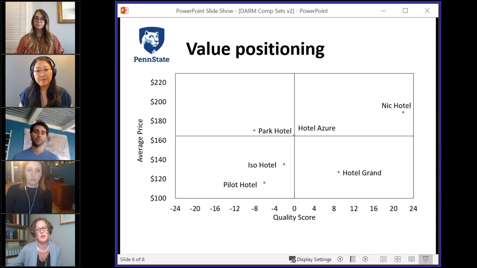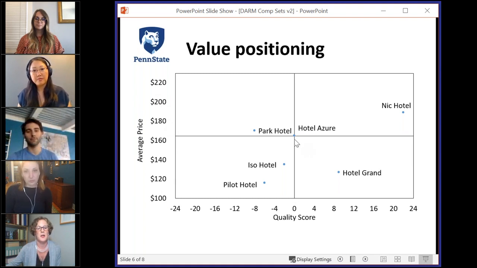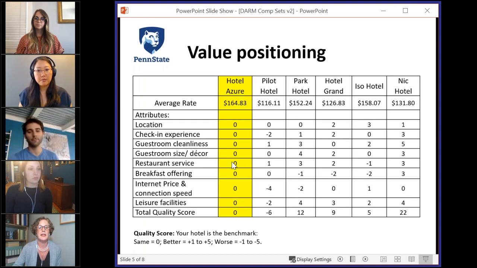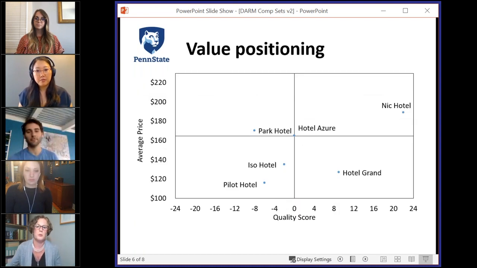So your quality score I've put on the x-axis, your average rate I've put on the y-axis. I'm here as the benchmark. I've got a 0 quality score. I've got a rate of about 164. And then what I did was I used the information that I gleaned in terms of my total quality scores and my average rates to plot where everybody is. So here's the idea. I'm the Azure here in the middle.